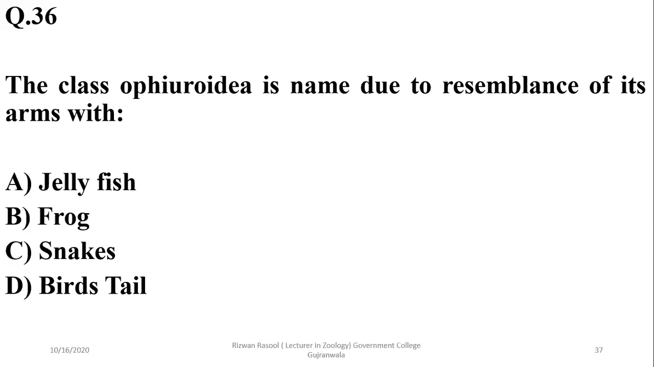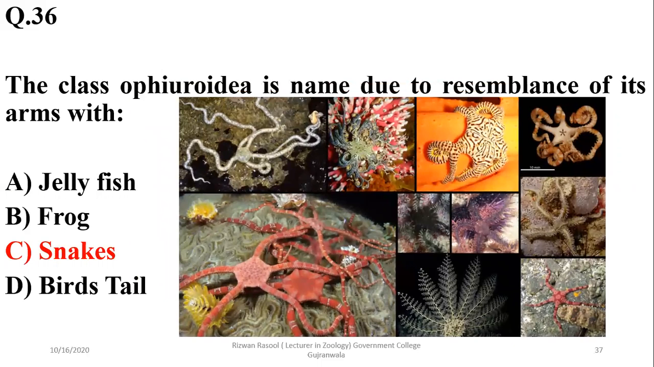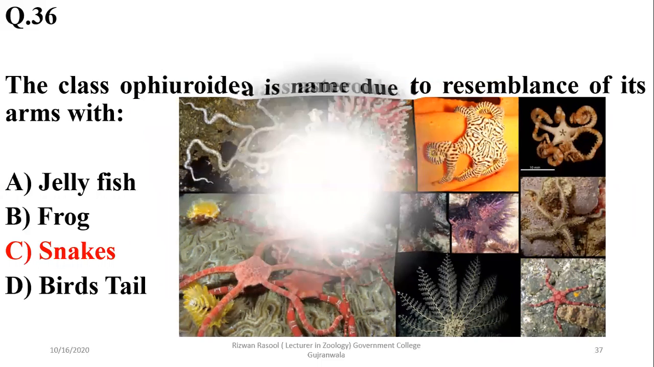They are sand dollars. The class Ophiuroidea is named due to the resemblance of its arms to snakes. The Ophiuroidea have snake-like arms because they are members of this class. They have colorful and elongated arms, just appearing like snakes. That's why they are referred to as Ophiuroidea.